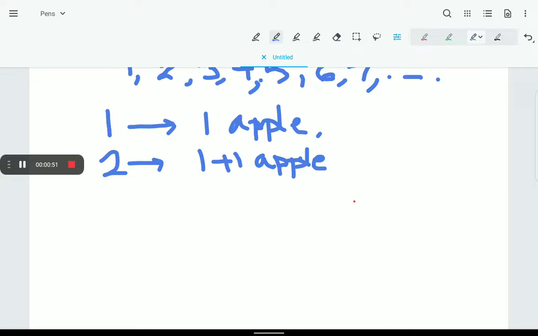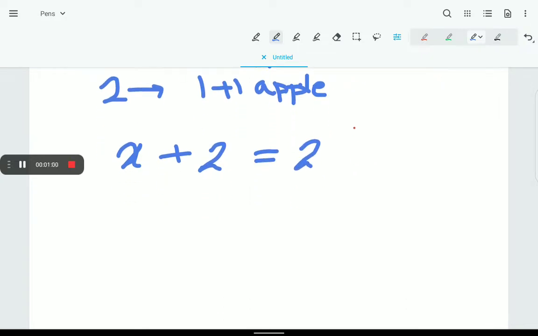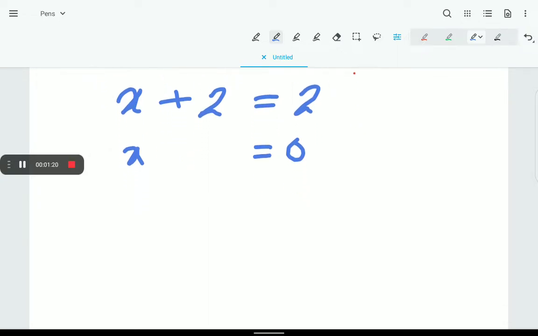But let's solve this equation. x plus 2 equal to 2. We know that you can't write x equal to 1 or 2 or anything. So we just need to create x equal to 0. By 0 apple, we obviously mean no apple, or by 0 number of cats we mean no cat. That makes sense. I'll just leave it, okay.